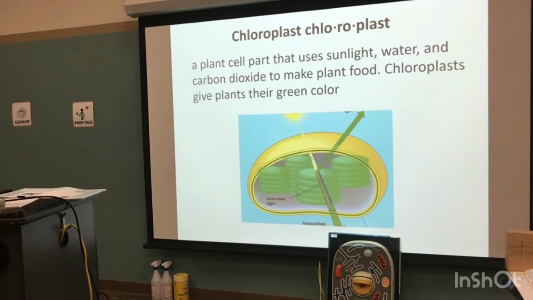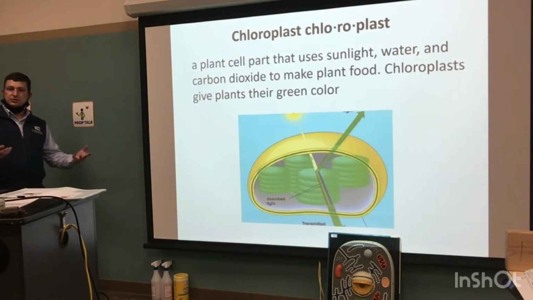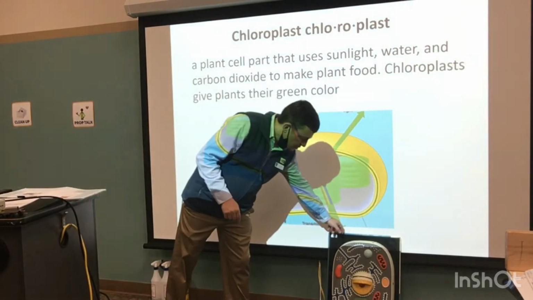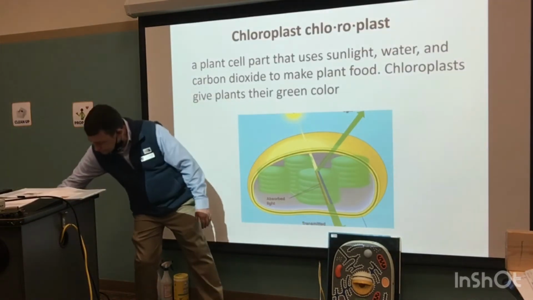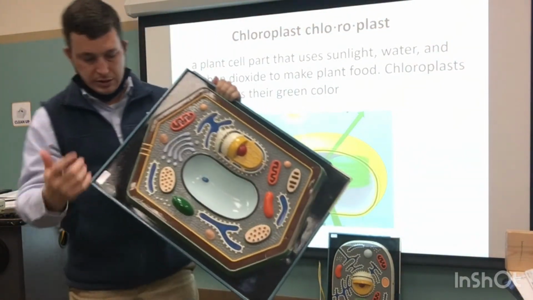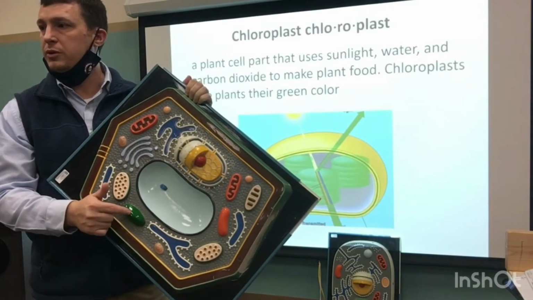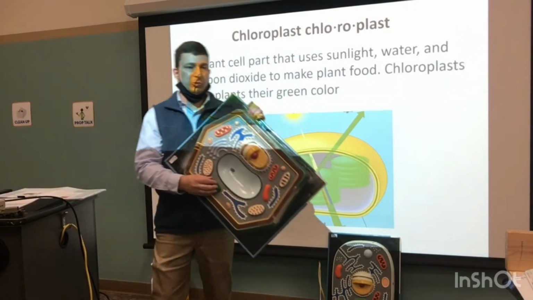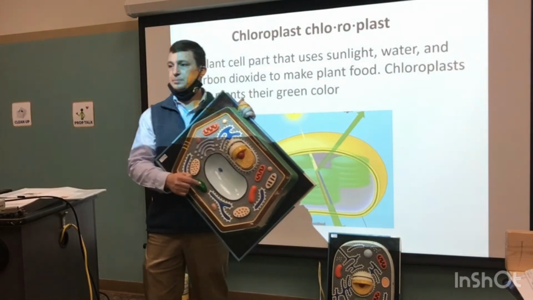And chloroplasts give plants their green color. And we see that. They're always green. Most plants have so many of these inside their cells that when we look at them, we don't see all the other colors inside the cell. We simply see the green showing forth. So this chloroplast gives all plants their green color. Okay?